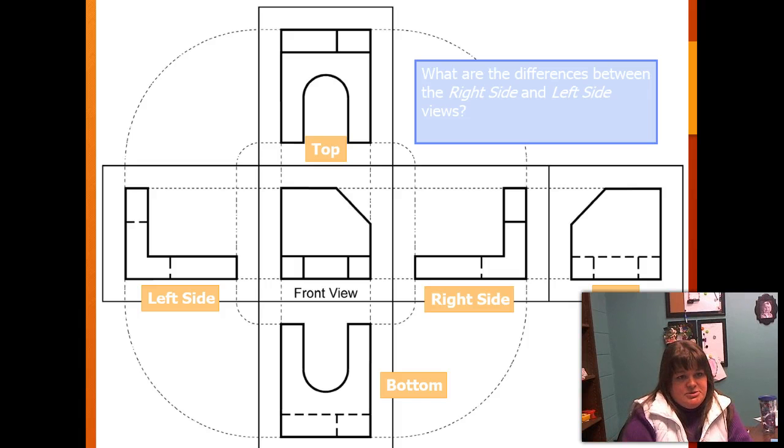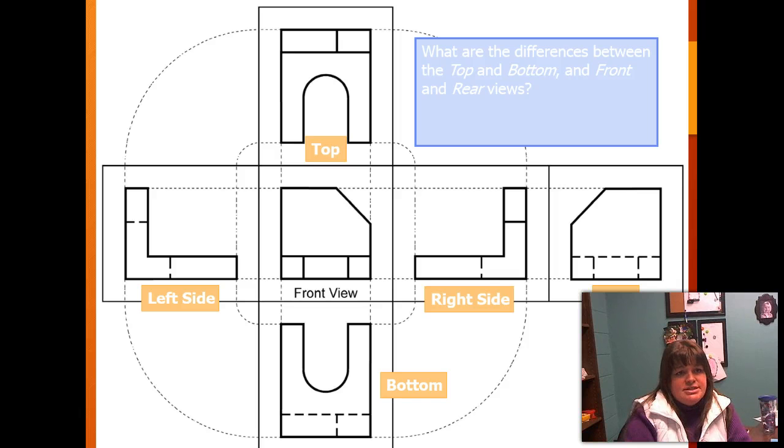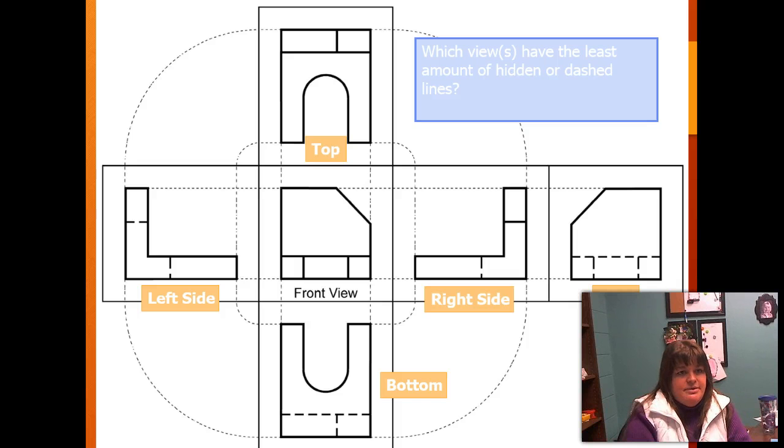So what are the differences between left side and right side views? Well, they're mirrored, and you'll notice over here we've got a solid line, and over here we have a dashed line. So just a little bit of differences, different line types. How about your top, bottom, and your front, rear? Again, small differences in line types. So which views have the least amount of hidden or dashed lines? That would be your top and your front views.